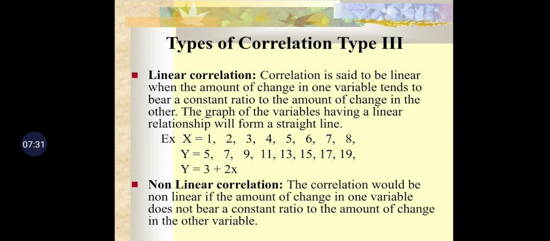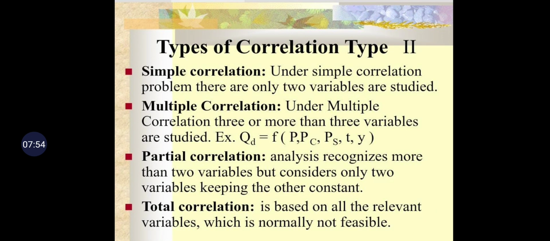This is for one variable, you had a dependent variable. Another one is the non-linear correlation. The correlation would be non-linear if the amount of the change in one variable does not bear a constant ratio to the amount of change in the other variable. Type of correlation, type 2.